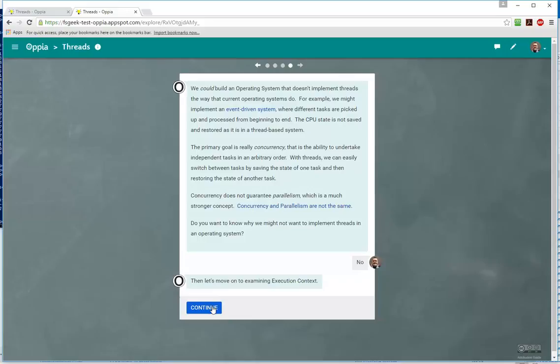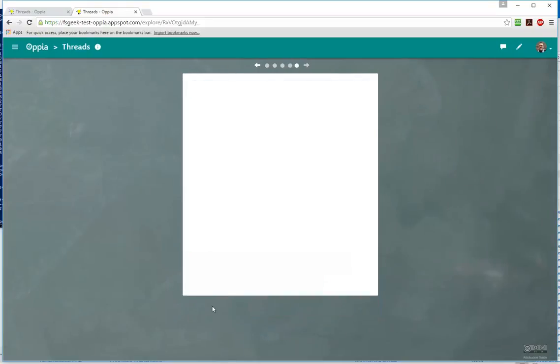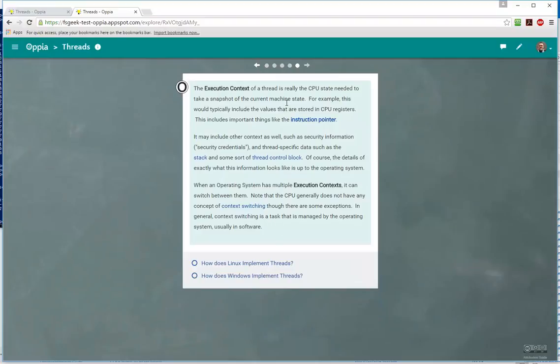So this says, okay, great. Well, then we're just going to take you right to execution context. So we're going to keep you moving forward. In execution context, there's quite a lot here. So we have important things like registers, but an important example of a register that we save is the instruction pointer. And then with the stack, and again, you can see that I have links out to more clarifying information.